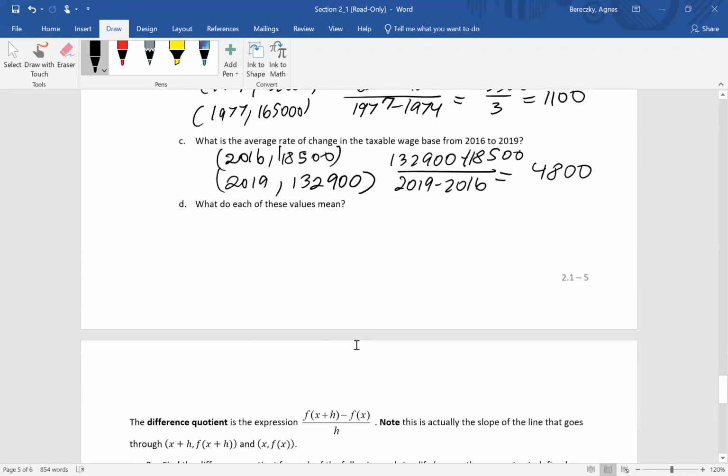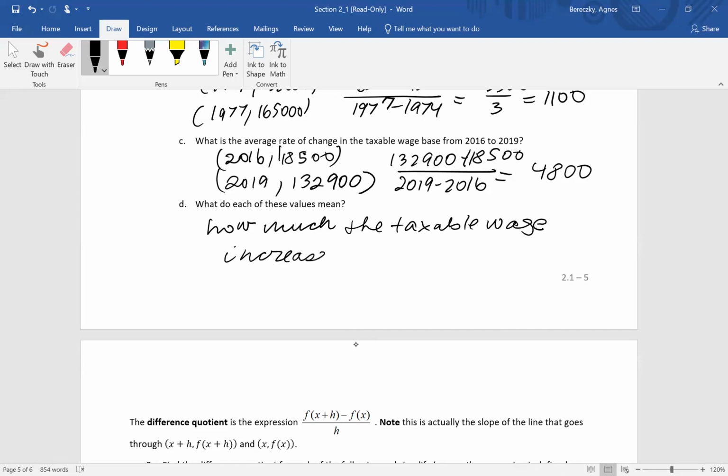So these values show how much the taxable wage increased per year during a set time period.